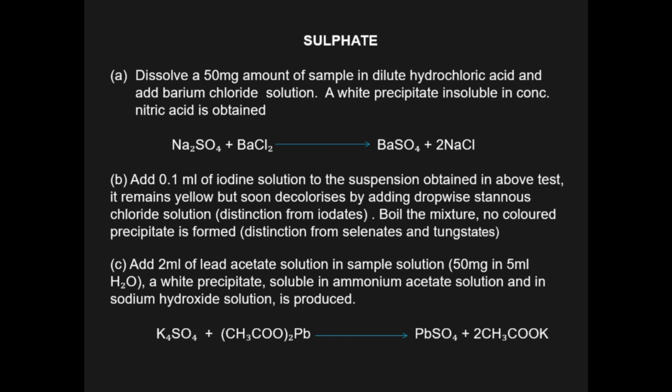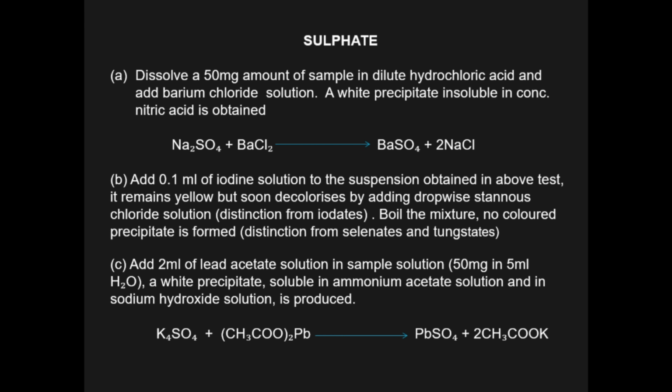Another anion in this chapter is sulfate. The first method for its identification is to dissolve a 50 mg amount of sample in dilute hydrochloric acid and add barium chloride solution. A white precipitate insoluble in concentrated nitric acid is obtained. So the reaction is sodium sulfate reacts with barium chloride to form barium sulfate and sodium chloride. This barium sulfate gives you the white precipitate insoluble in nitric acid.